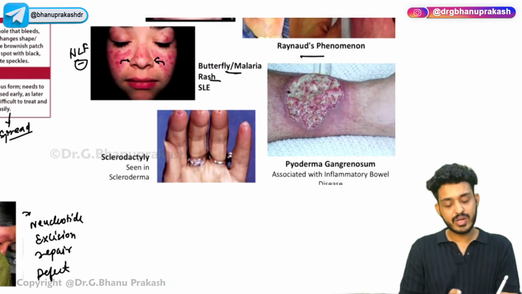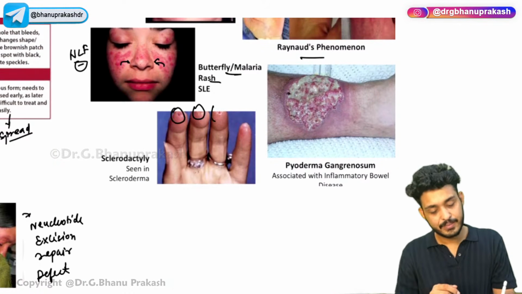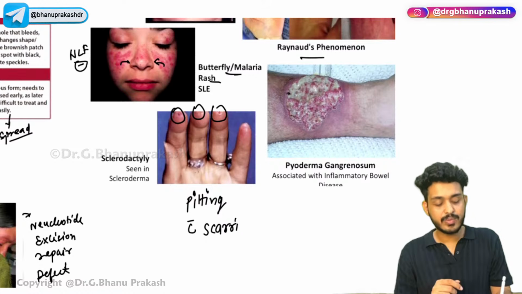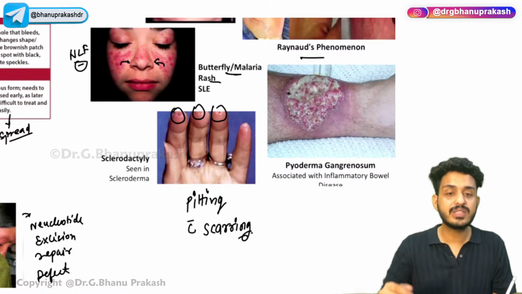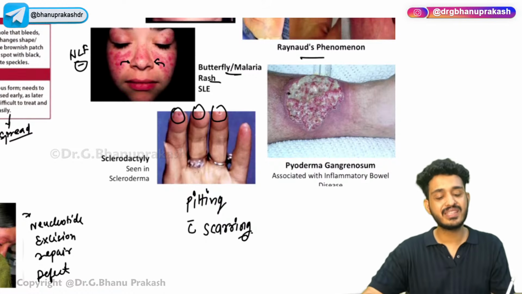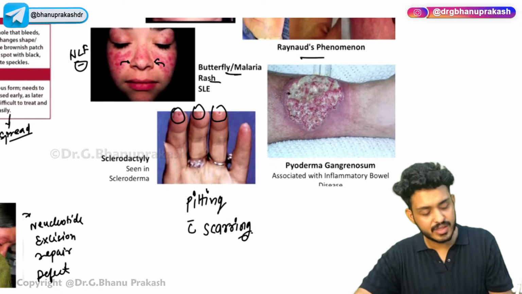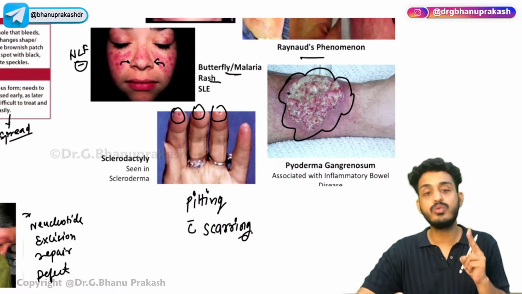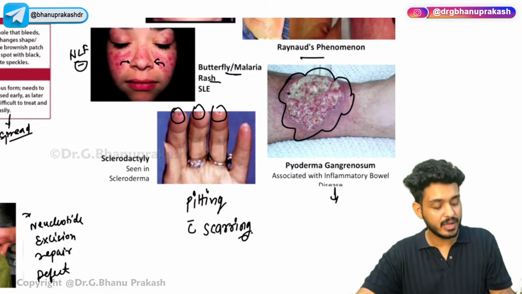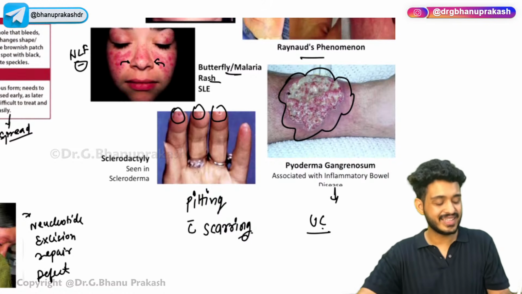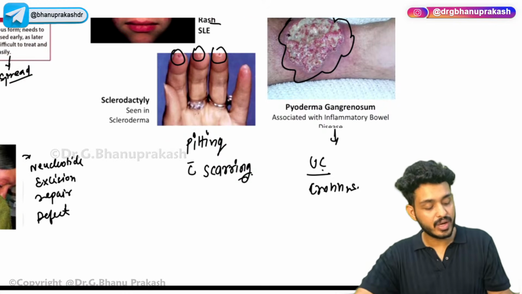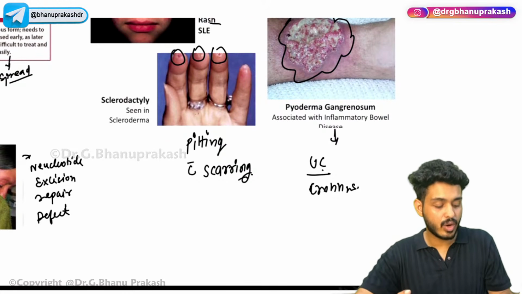Okay, sclerodactyly. Here you can see pitting. There will be pitting with scarring. Sclero means there will be scarring. Okay, this is your pyoderma gangrenosum. It has the most common association with two important diseases that you have to remember. First one is ulcerative colitis and second one is Crohn's disease. Important points I'm telling you.